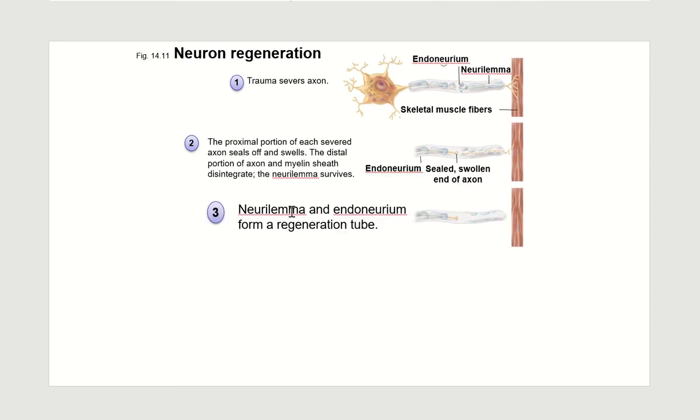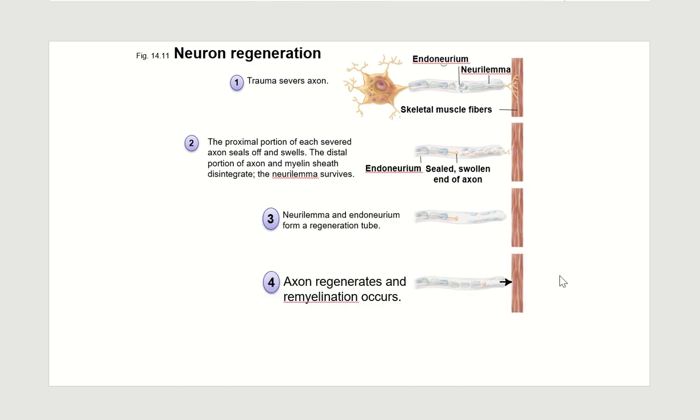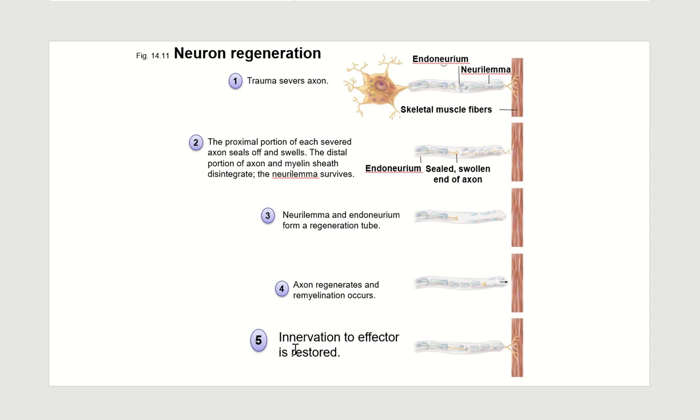The neurolemma, which is the plasma membrane of the neuron, and the endoneurium together form a tube called a regeneration tube that reestablishes connection with, in this case, the muscle. Within that tube, the axon regenerates, and then the myelin regenerates as well. Finally, the innervation, or the nerve signal to the effector, is restored. Okay, so that's how you can regrow nerves.